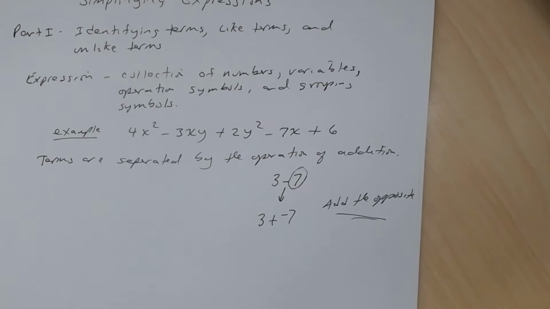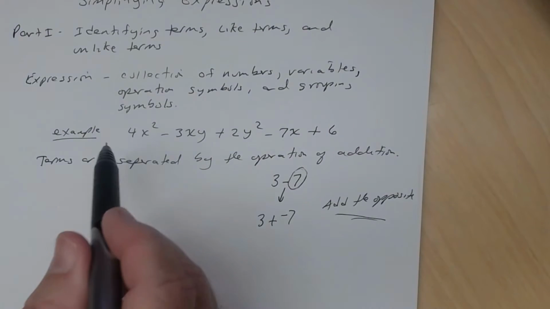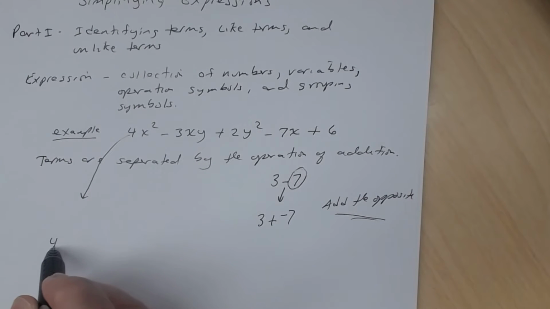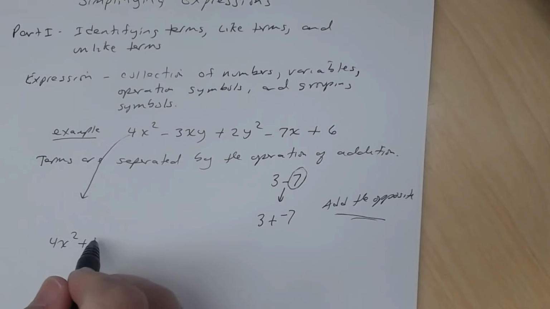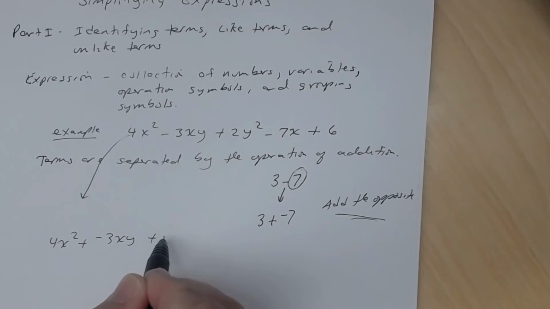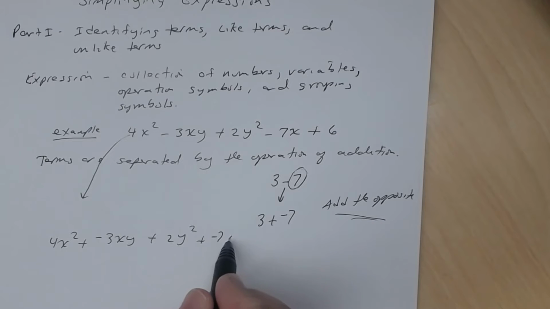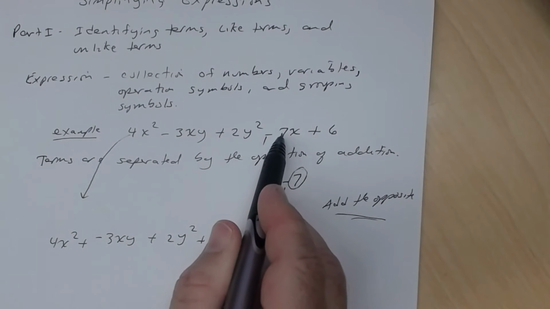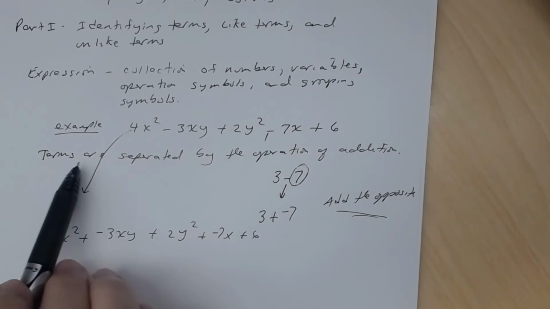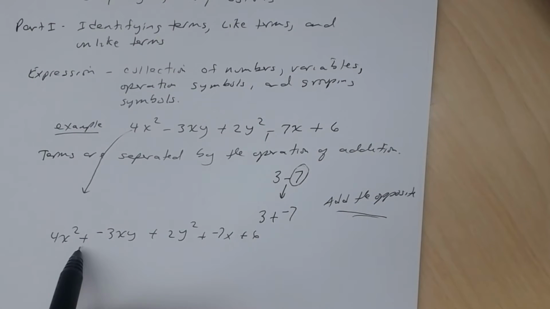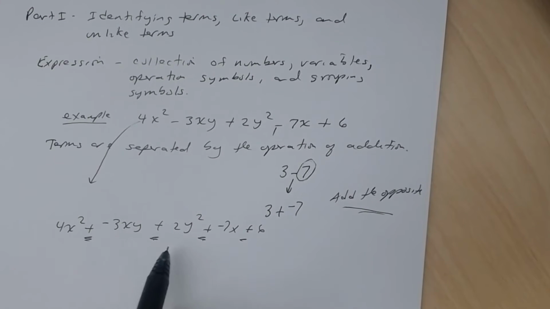Okay, so what I need for you to be able to think about is this. In your mind, you're going to say 4x squared plus, remember this is subtraction, so you're going to say add the opposite, so plus a negative 3xy, plus, so this is already an addition problem, so leave it like that. This is subtraction, so think plus a negative 7x, add the opposite, and then plus 6. Remember, terms are separated by the operation of addition. So we have addition, addition, addition, addition. So we have 4 addition symbols.